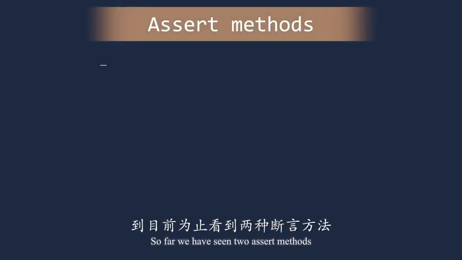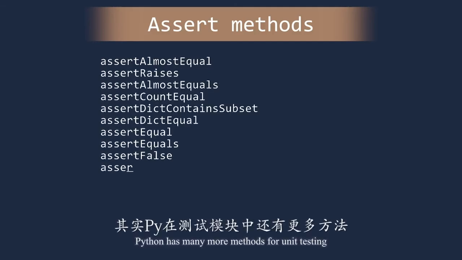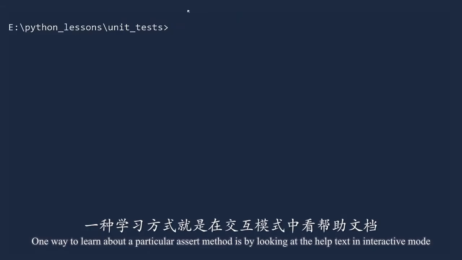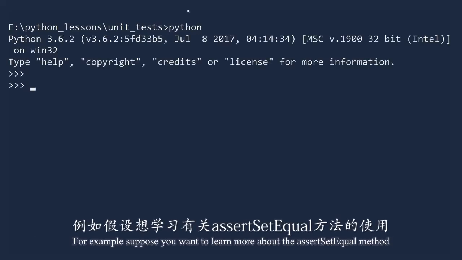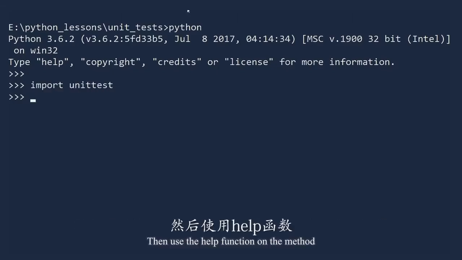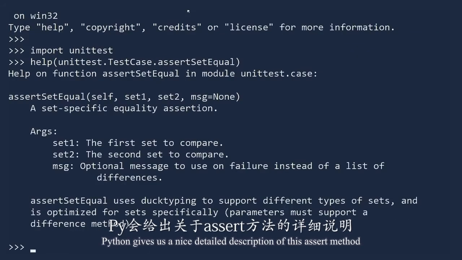So far, we have seen two assert methods, assertAlmostEqual and assertRaises. Python has many more methods for unit testing. There are dozens and dozens of methods. One way to learn about a particular assert method is by looking at the help text in interactive mode. For example, suppose you want to learn more about the assertSetEqual method. To see the help text, import the unittest module. Then use the help function on the method. We first enter the module unittest, then the class TestCase, then the method name assertSetEqual. Python gives us a nice, detailed description of this assert method.